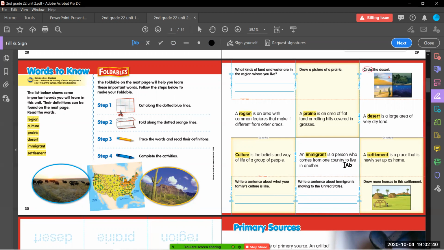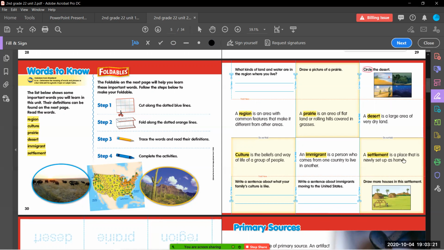Your next word is the word immigrant. An immigrant is a person who comes from one country to live in another country. So if you were born somewhere or your parents were born somewhere else and they moved here, they're immigrants. And a lot of the people, unless you're a Native American, are immigrants or they are descendants of immigrants. That means they come from immigrant families that had started in different countries and then they moved over this way. Write a sentence about immigrants moving to the United States. So any sentence is fine. Just make sure you use a complete sentence. So a full thought and proper punctuation.